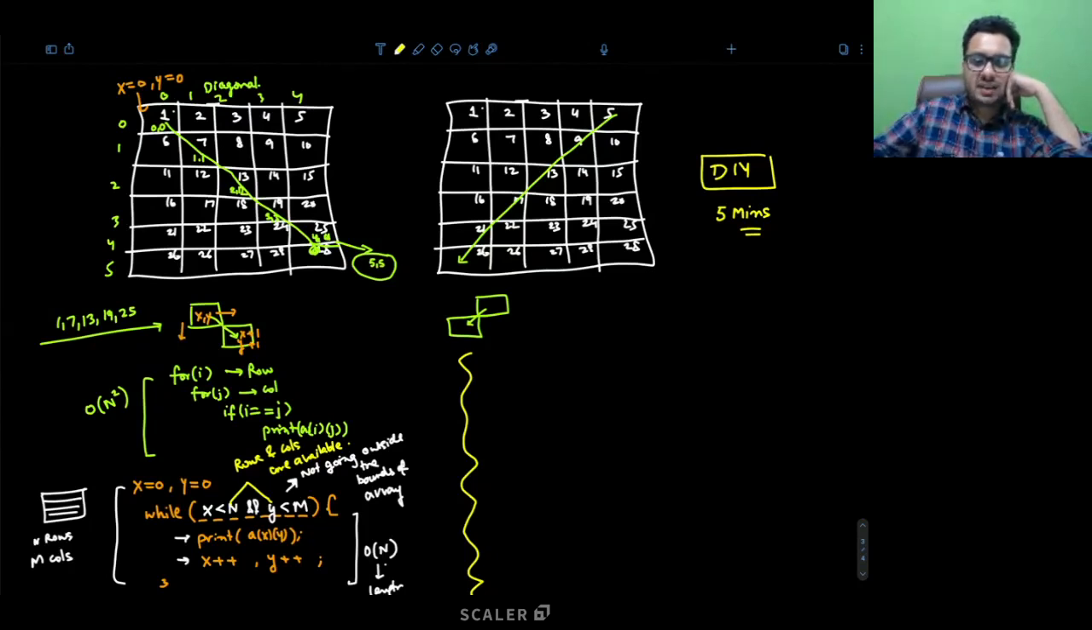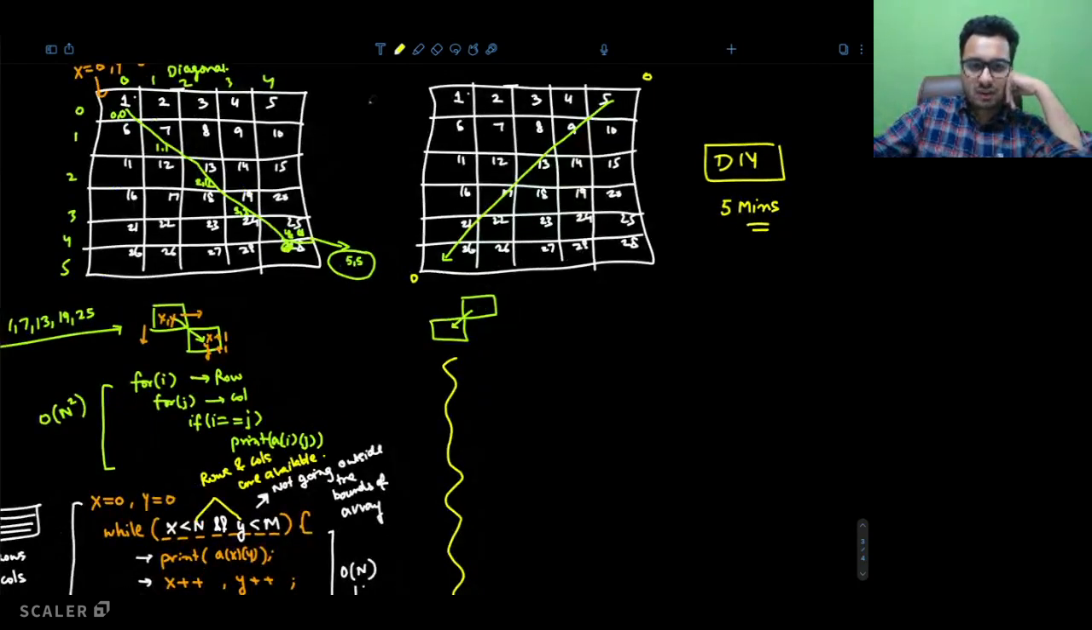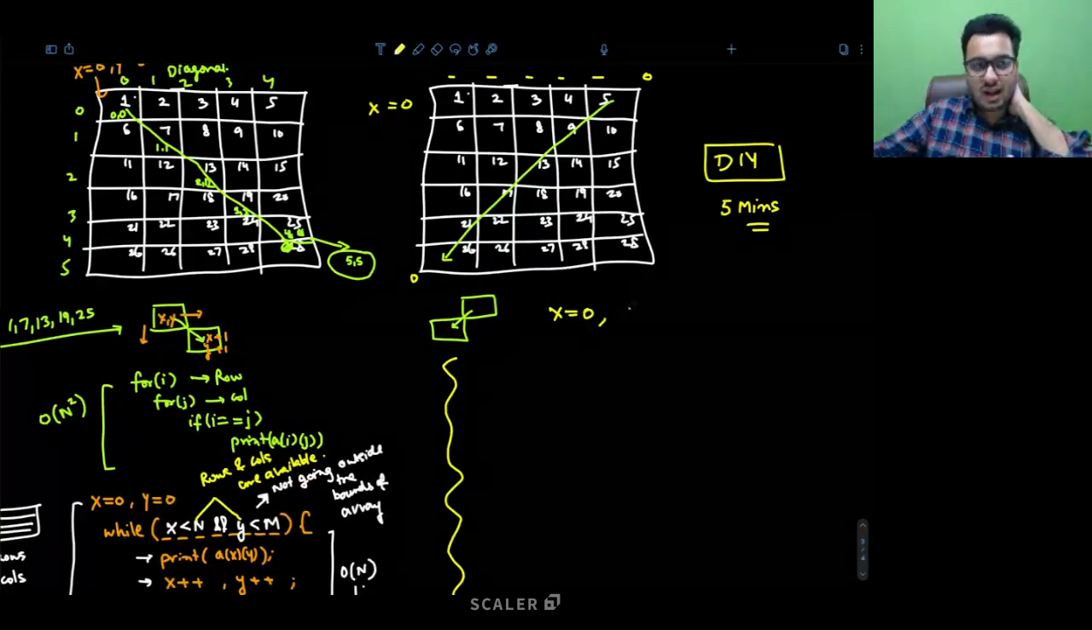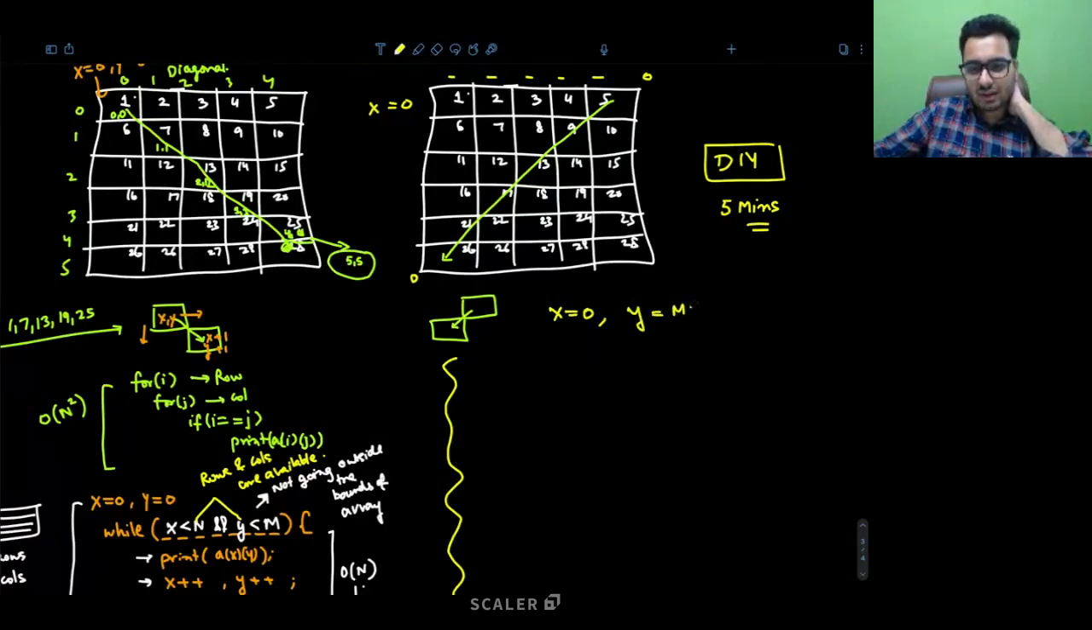So we need a starting point. Since we are iterating in this direction from the top corner to the bottom corner, I need to know what the starting point is. So can I say the row number is initially 0? Yes. What is the initial column number? Who will tell me in one line? M minus 1, absolutely correct. So we are at the last column, which is M minus 1.